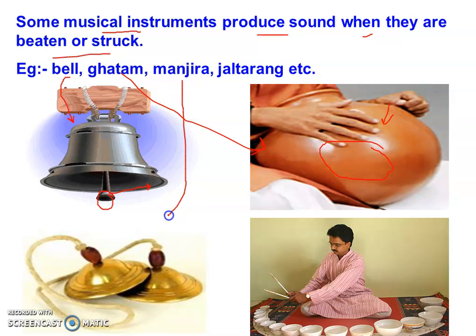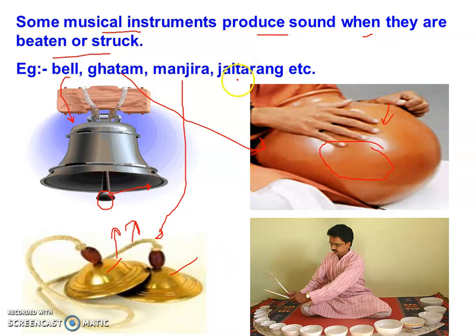Then manjeera. Manjeera has two units, है ना, 1 and 2. When we hit them against each other, we get the sound, since both the bodies will vibrate and produce the sound.